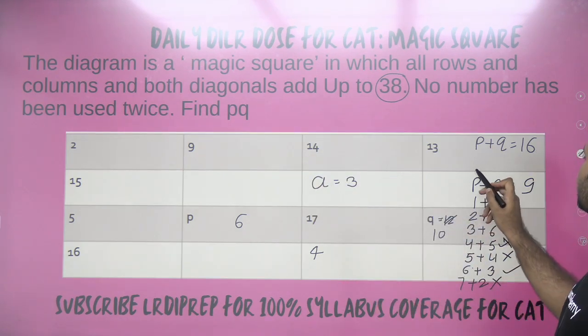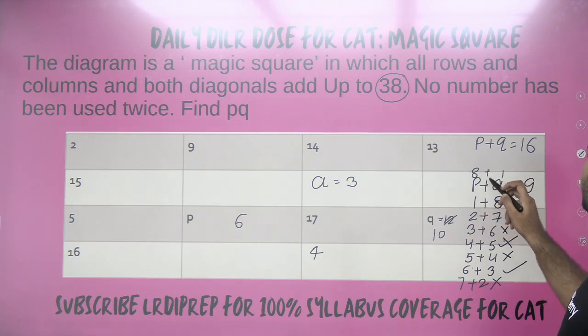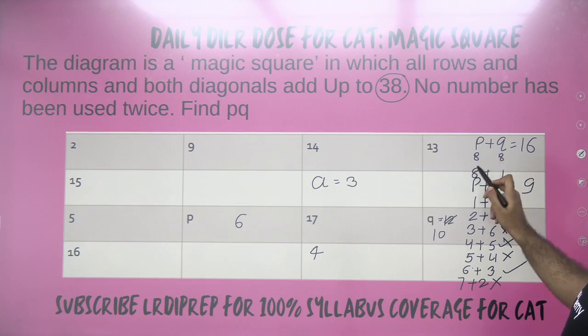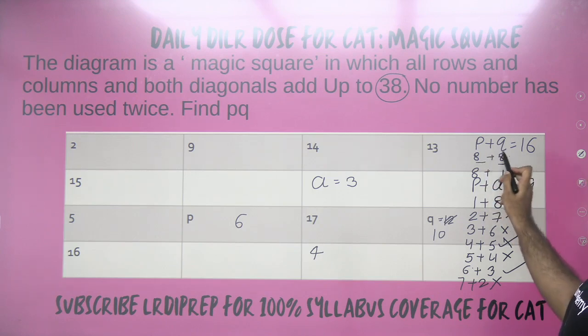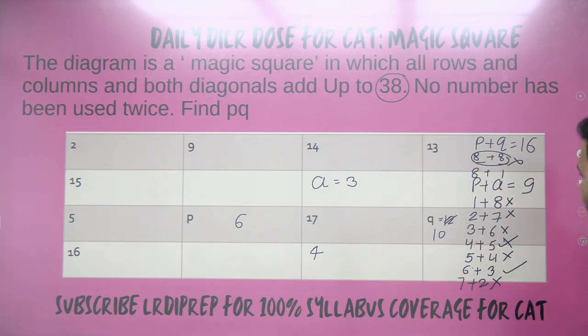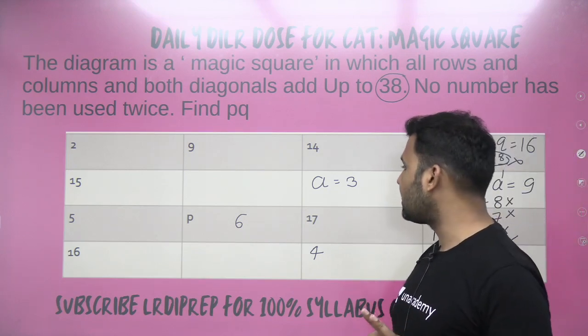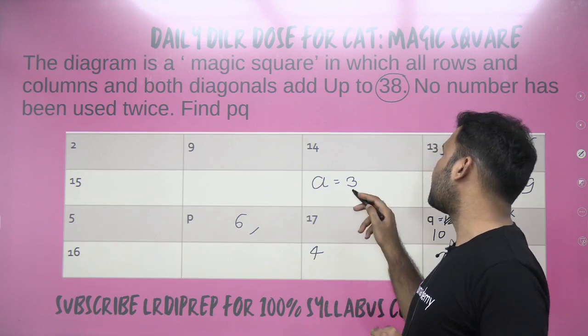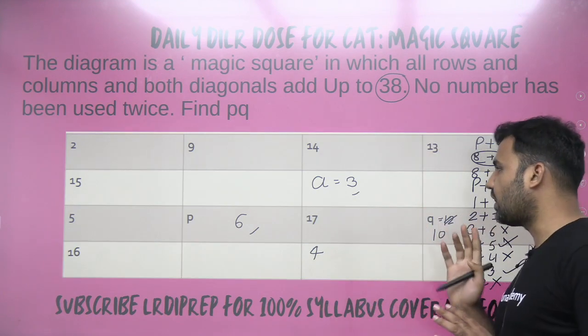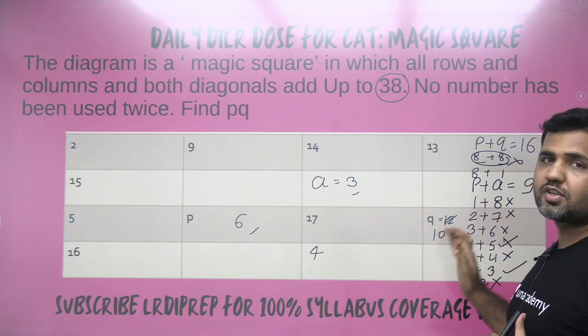If I take P as 8, in that case A would be 1, right? If P is taken as 8, in that case Q will also be 8. Now both of these two will be same, so this will also not work. So see that in all of the combinations, there is only one combination that is working. It is P has to be 6, A has to be 3, in that case Q has to be 10. This is the only possible combination, right?